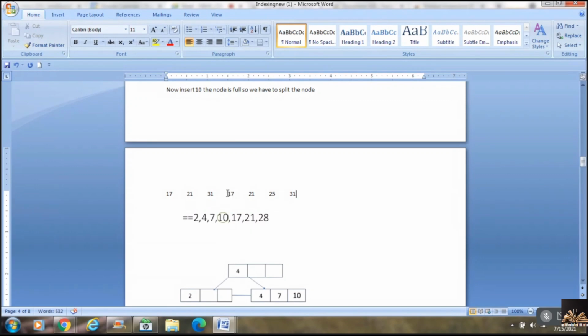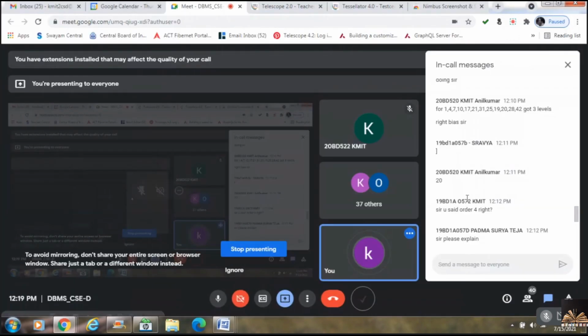Okay. Now, what are the middle elements? 21 and 25. So whichever bias you are following for splitting, based on that, either push 21 to the top or push 25 to the top. Based on the element pushed, you have to rearrange the tree.